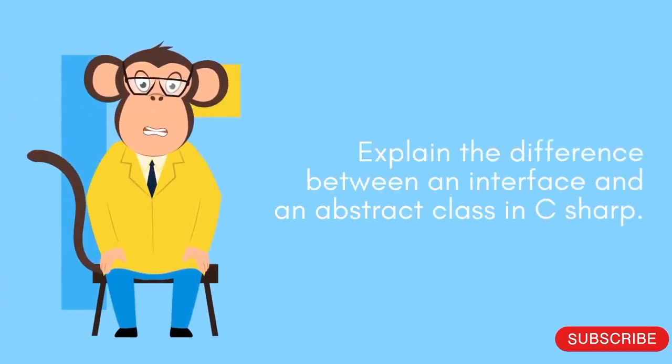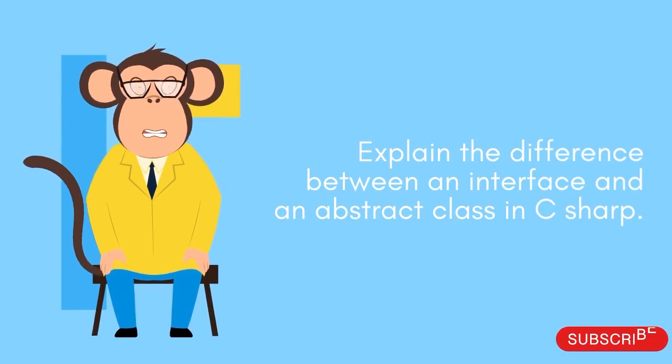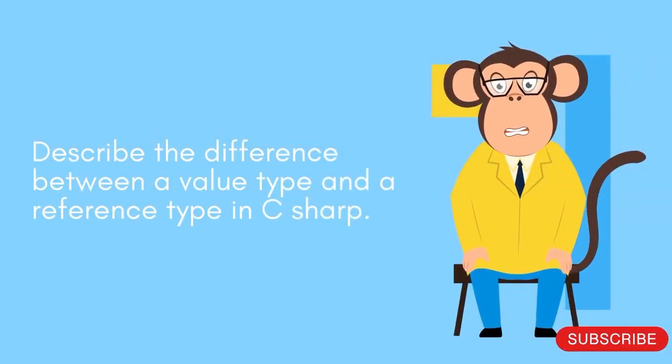Explain the difference between an interface and an abstract class in C#. Describe the difference between a value type and a reference type in C#.